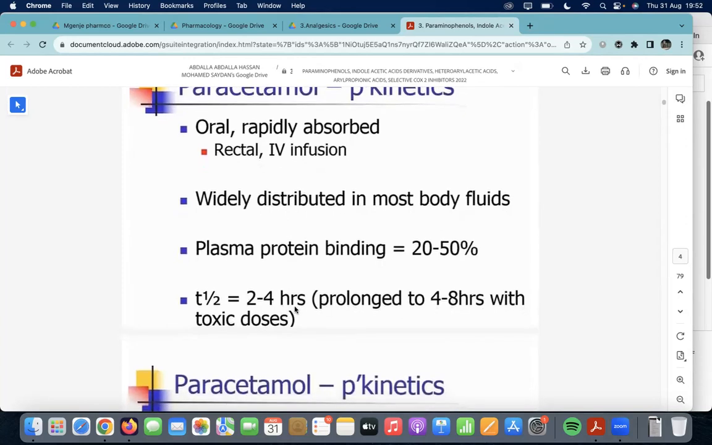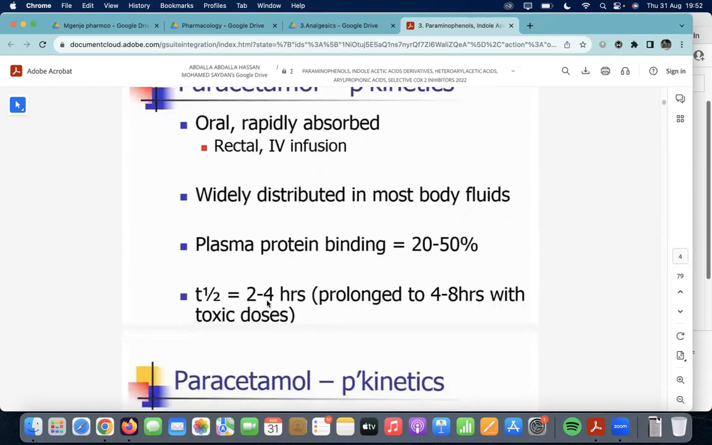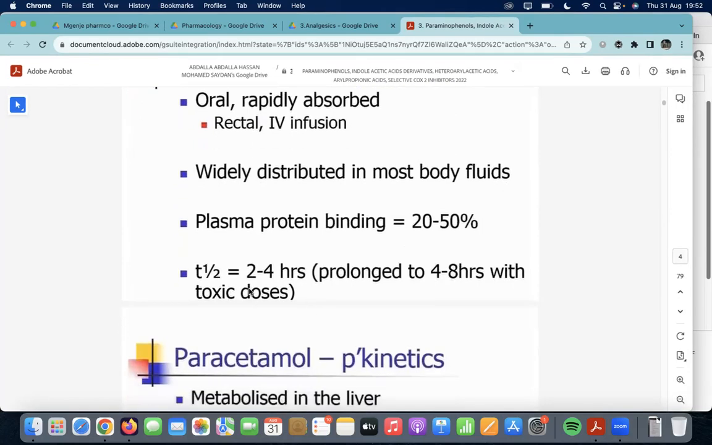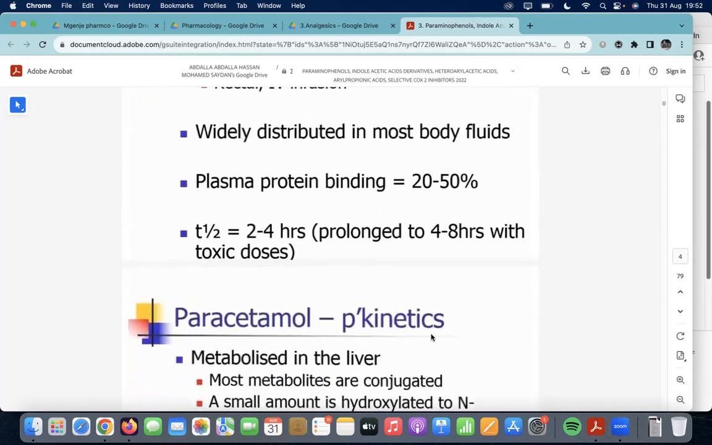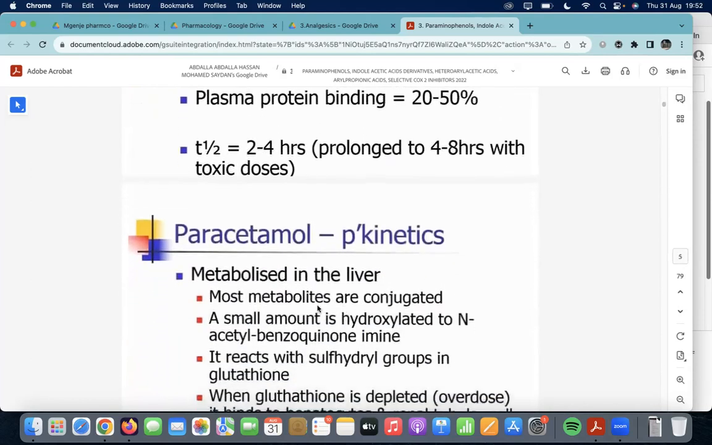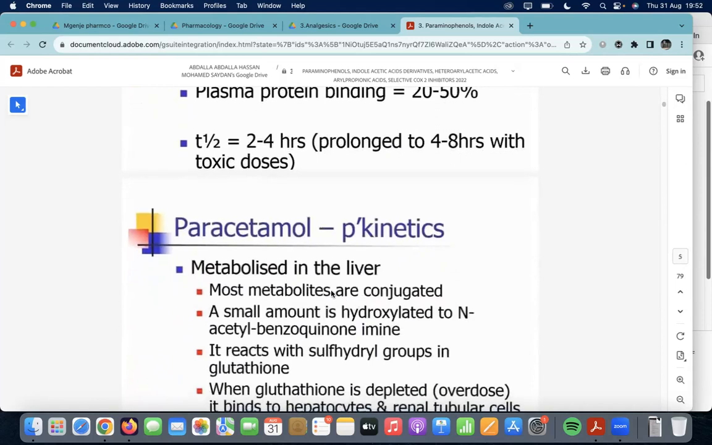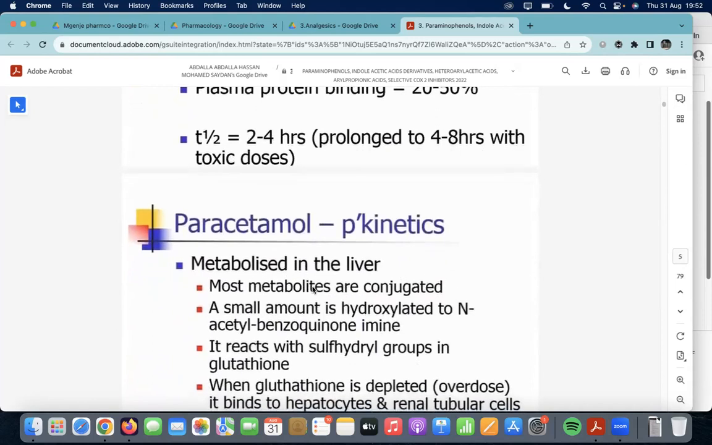So for paracetamol, half-life is 2 to 4 hours, and it's prolonged to 4 to 8 hours with toxic doses. So the half-life can double in toxic doses. Paracetamol pharmacokinetics: it is metabolized in the liver. If it's metabolized in the liver, it means it undergoes first pass effect, which means that its bioavailability in the blood is not 100%.